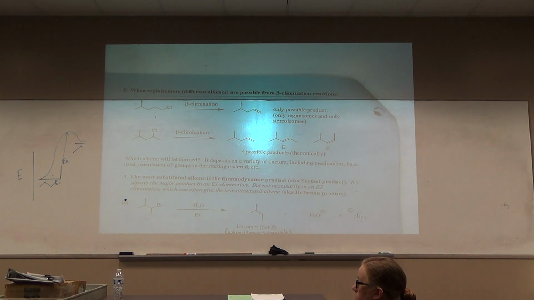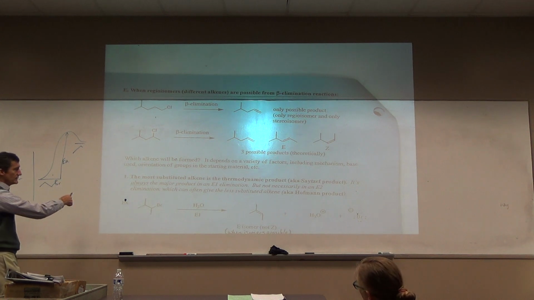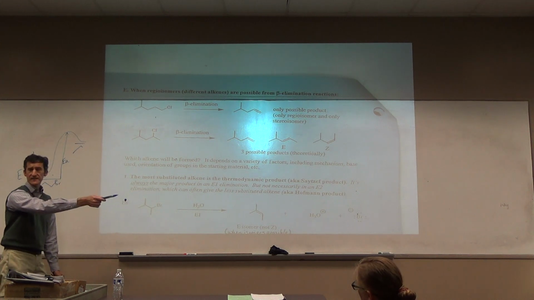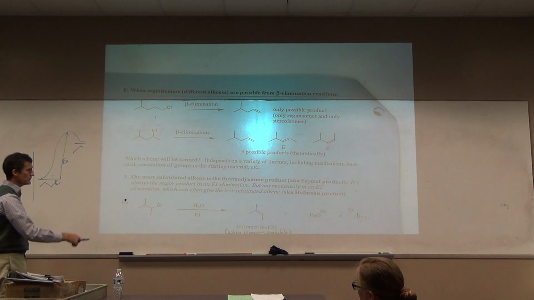Could we form a cis alkene for E2? I know we said it's thermodynamically... E1. Can you form a cis? We haven't quite got there yet. We're going to be getting there. We got to answer this. All right. We just introduced Hoffman and Zaitsev terminology. Let's move on from there.